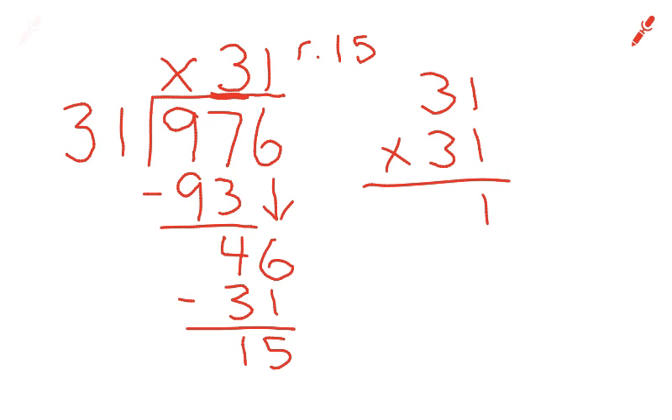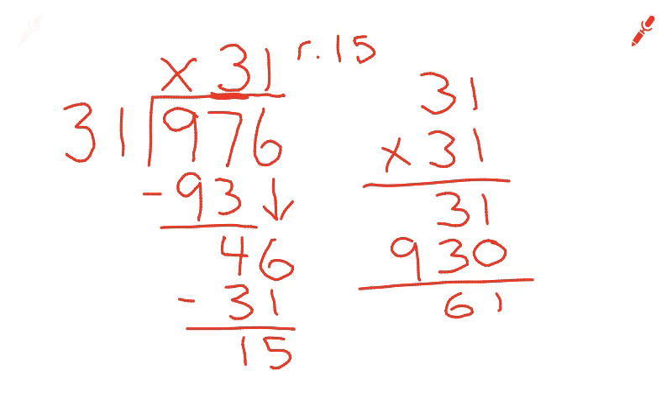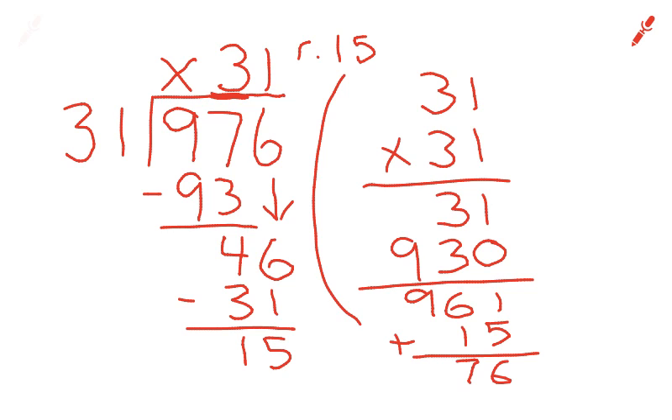1 times 1 is 1. 1 times 3 is 3. Now we put our 0 here. 3 times 1 is 3. 3 times 3 is 9. We need to add these up. 1, 6, 9. Also, we need to add our remainder now, plus 15. We get 9, 7, 6. Is this number the same as our number that's up there? Yes, it is. So it checks.